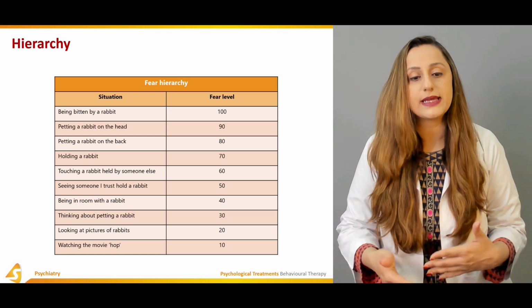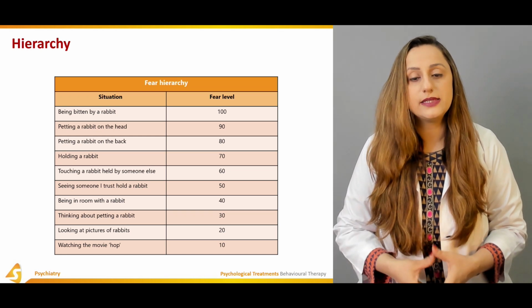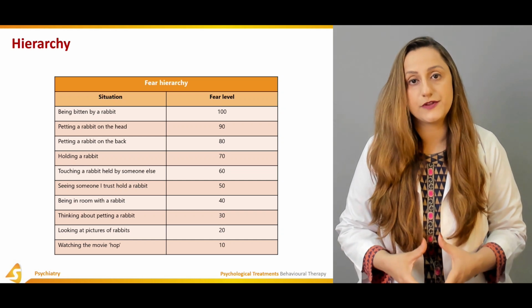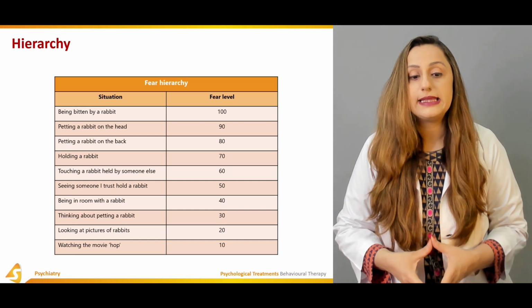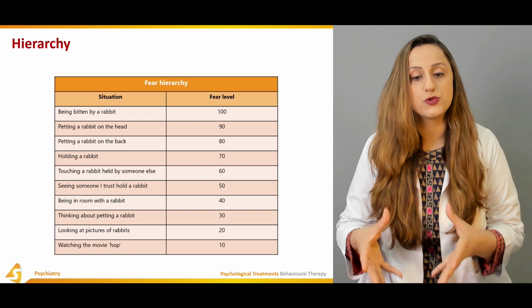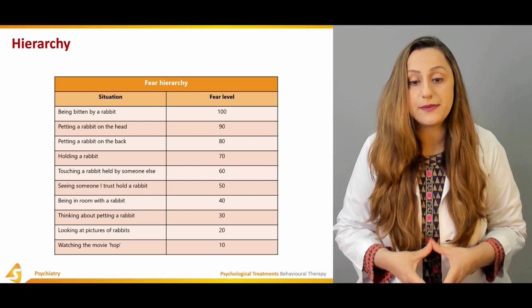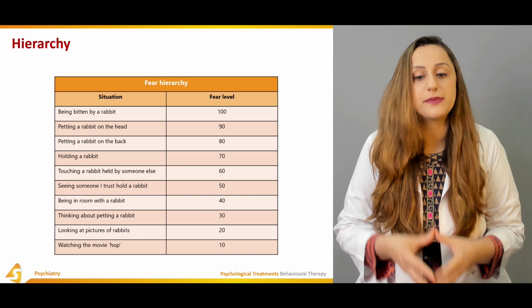Seeing someone I trust holding a rabbit is basically going to decrease the level of fear the most, at almost 50. Then being in a room with a rabbit is almost at 40. Thinking about petting a rabbit is at 30. Looking at pictures of a rabbit is at 20.